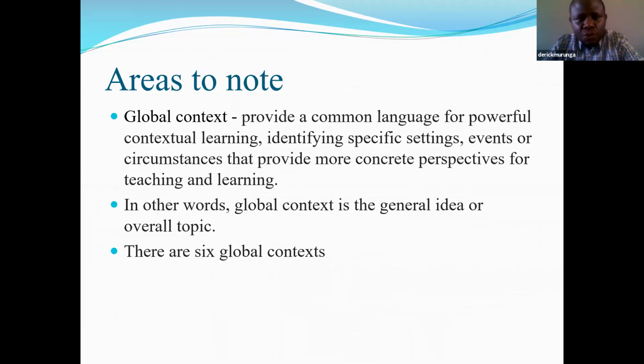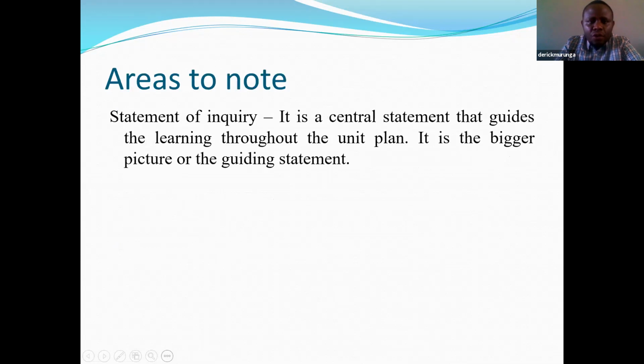So the first thing you're supposed to look at is the global context. So the global context is like the general overview of what the student is expected to do. And the global context provides a common language for powerful contextual learning, which helps in identifying specific setting, events, or even circumstances. So in total, according to IBO, there are 6 global contexts. And usually each and every year we have different global contexts that the students are given to look at and to create something in relation to them.